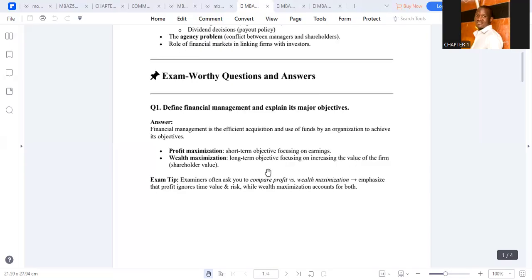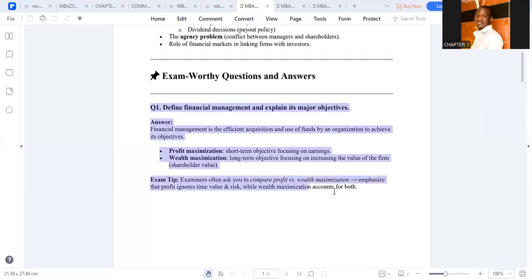So the question in that chapter is basically as follows. Number one, define financial management and explain the major objectives. So financial management has two main objectives. These are exam questions. The first one is that of profit maximization. So profit maximization looks at short-term earnings. The other function is that of what? Wealth maximization.